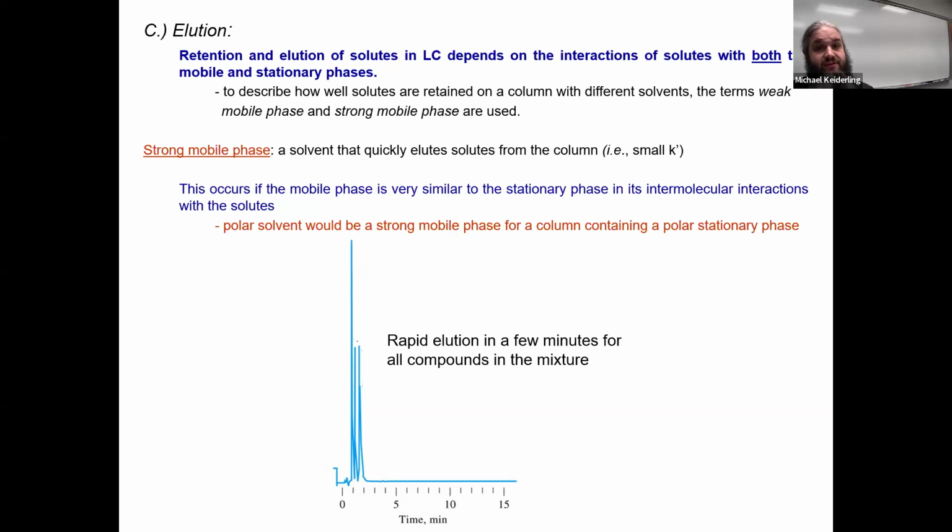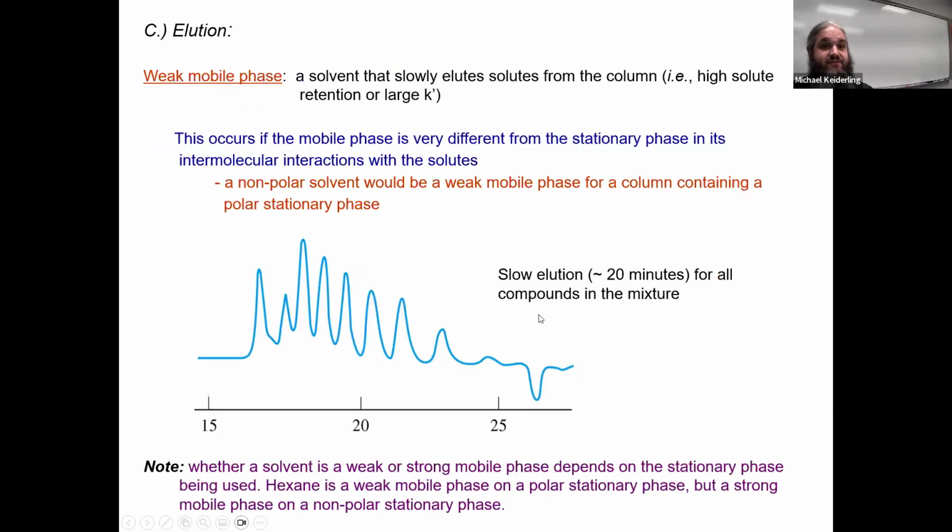And this occurs if the mobile phase is very similar to the stationary phase in its intermolecular interactions with the solutes. So for example, a polar solvent would be a strong mobile phase for a column containing a polar stationary phase. And you get rapid elution in a few minutes for all compounds in the mixture, for example. The weak mobile phase is a solvent that slowly elutes solutes from the column, i.e. a high solute retention or a large k prime.